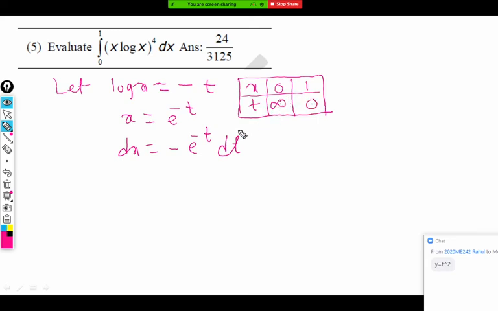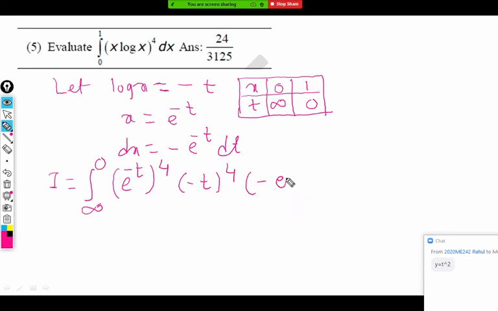So the limit goes from infinity to 0, and the integral I will become the integral from infinity to 0. The value of x is e raised to minus t, so e raised to minus t raised to 4. The value of log x is minus t, so minus t raised to 4, and the value of dx is minus e raised to minus t dt. So all these we replaced.